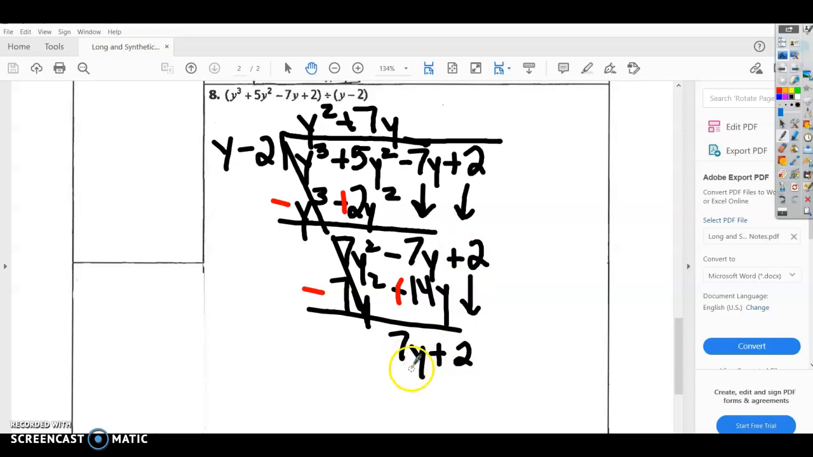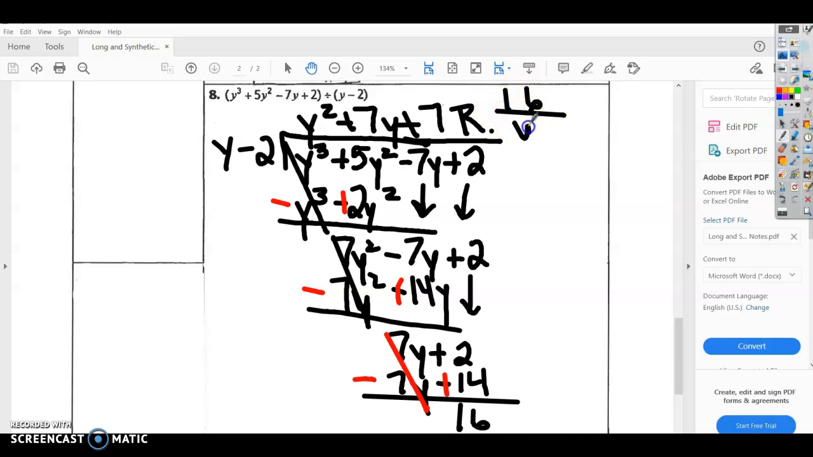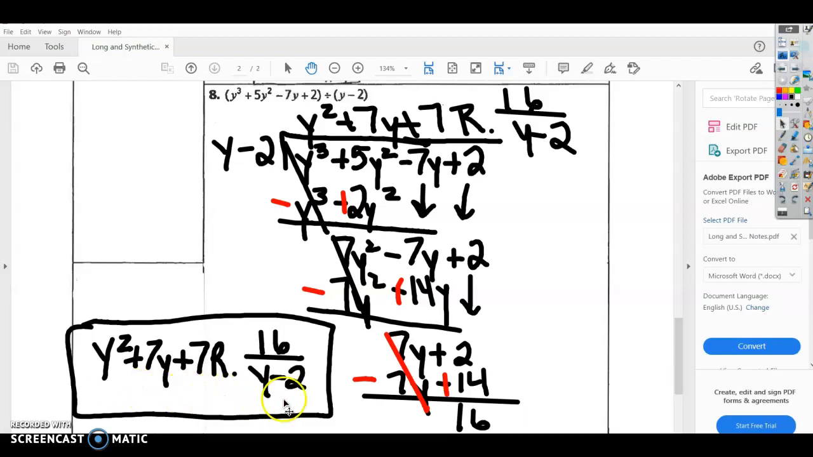All right, start over again. We're going to look and see how many times it goes into 7y. So y goes into 7y 7 times. Y times 7 is 7y. 7 times negative 2 is negative 14. I'm going to subtract, which means the first one's going to cancel, and 2 plus 14 is 16. So my remainder is 16 over y minus 2. I've written the answer down here in a box so that you can see what you get when you divide.